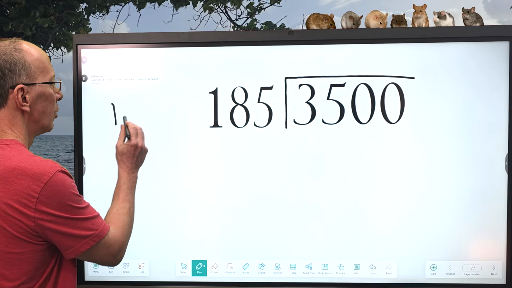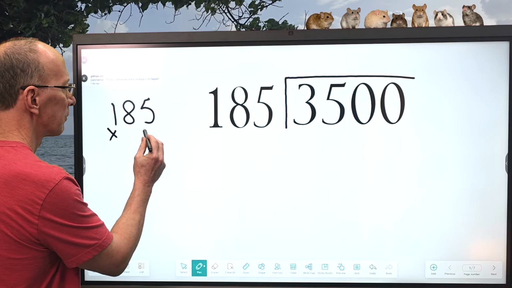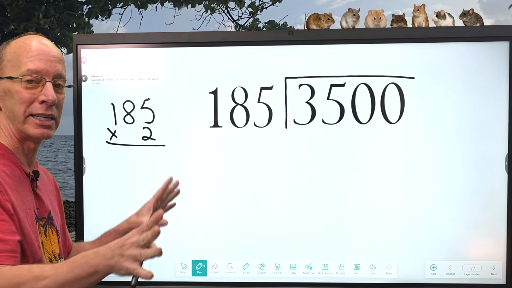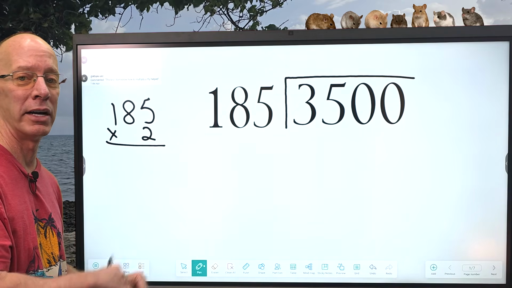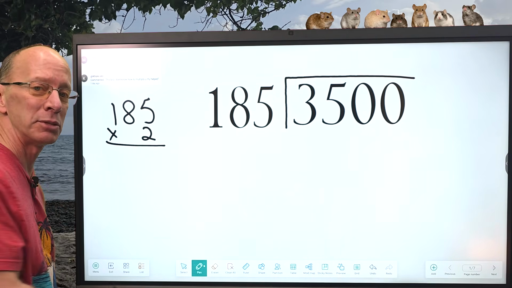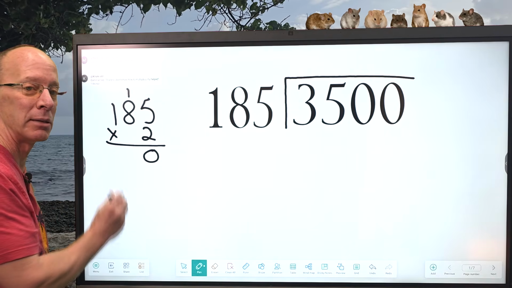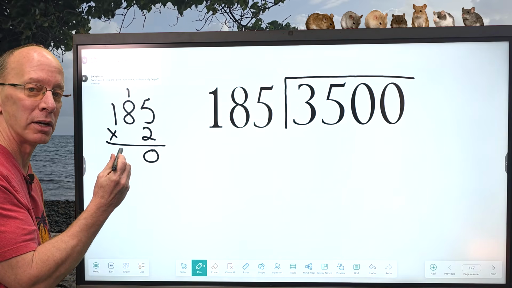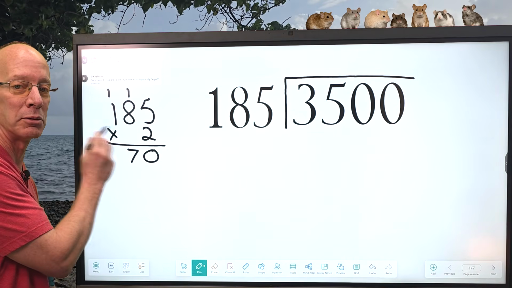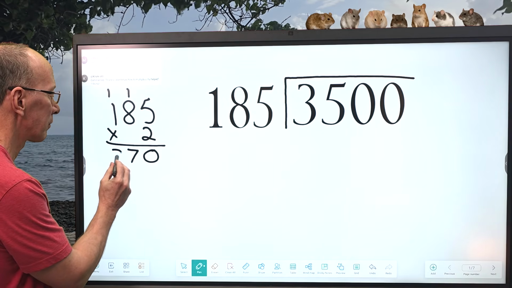I'm going to take 185 and go times 2. If you have scratch paper and you want to try this problem on your own, you can hit pause on the video, and when you're ready to check it with me, hit that play button. Let's take 5 times 2 equals 10, carry the 1. Then 8 times 2 is 16, plus the 1, 17, and put the 1 up here. Then 2 times 1 is 2, plus this 1 up there is 3.